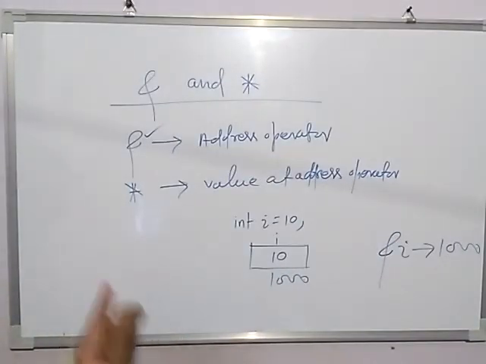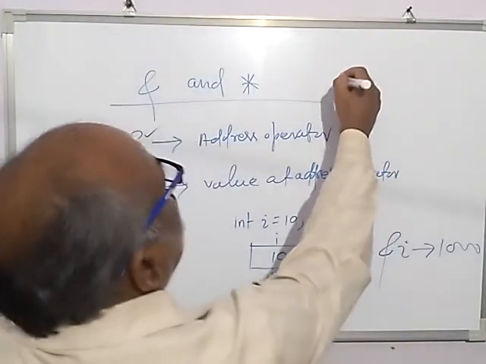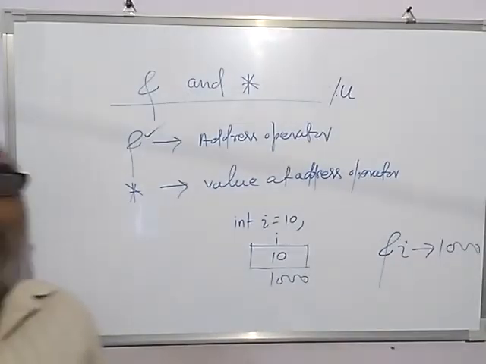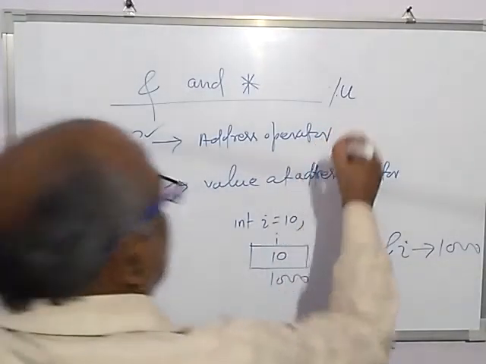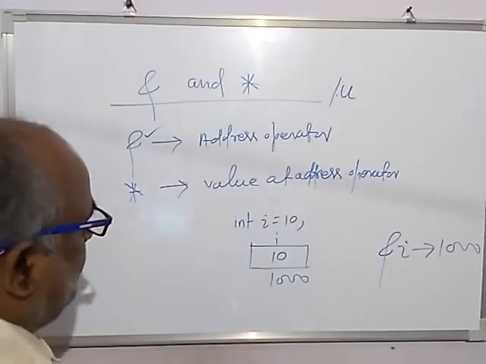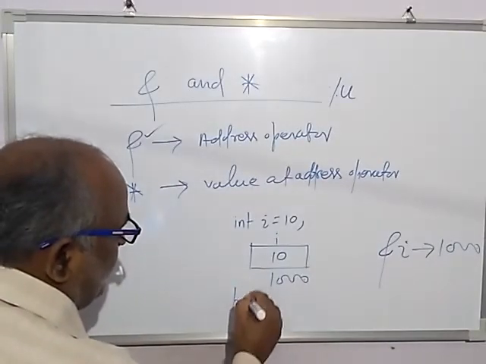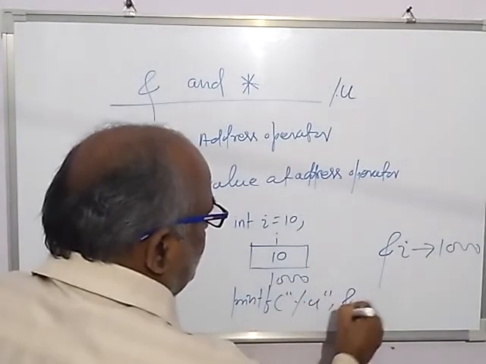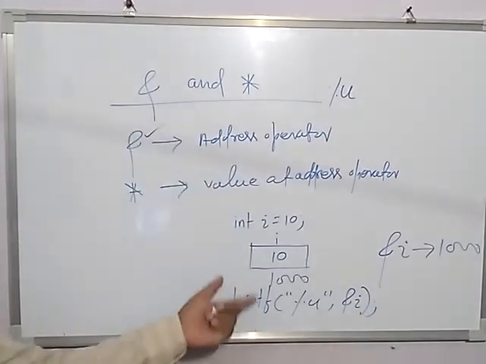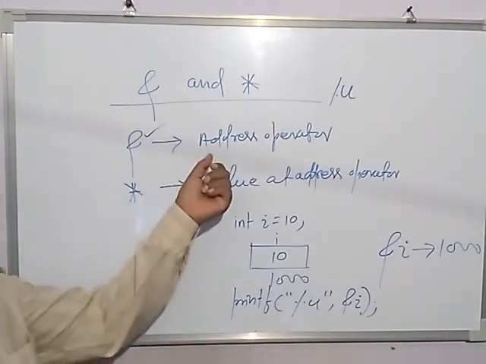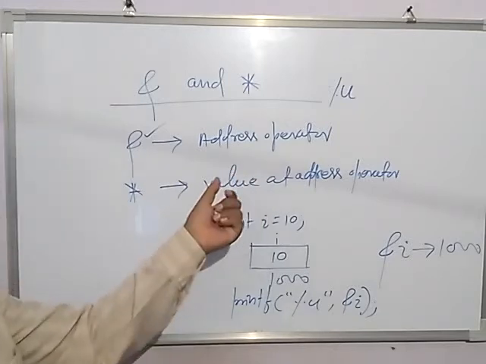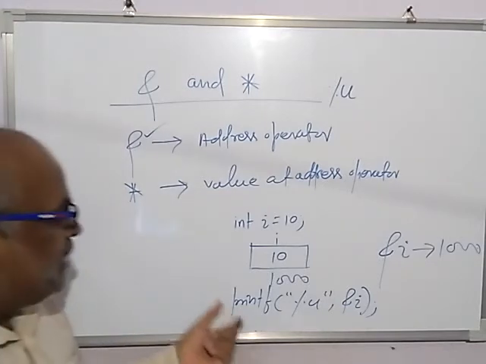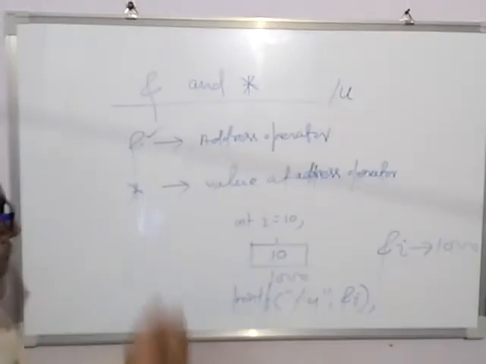So how can we access it? To access the address of a variable, you can use the control string %u, which is for unsigned integer. If you want to access the address of the variable I, you can write a statement like printf("%u", &I). It will give the address of the variable. So is it clear what the address operator is? The address operator is an operator which can be used to access the address of a variable.